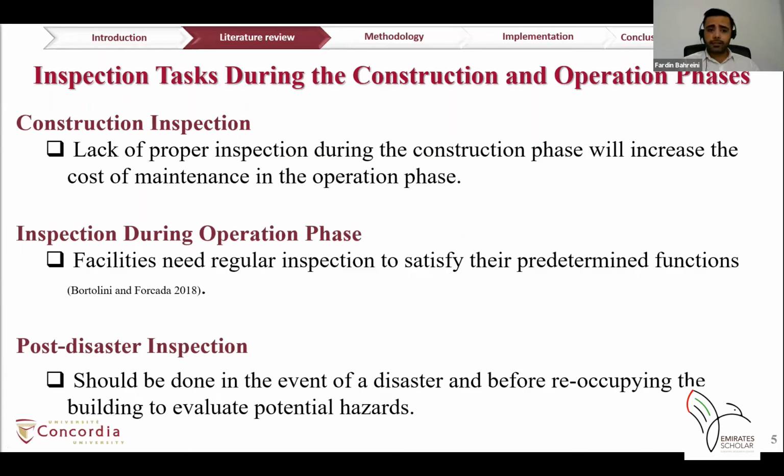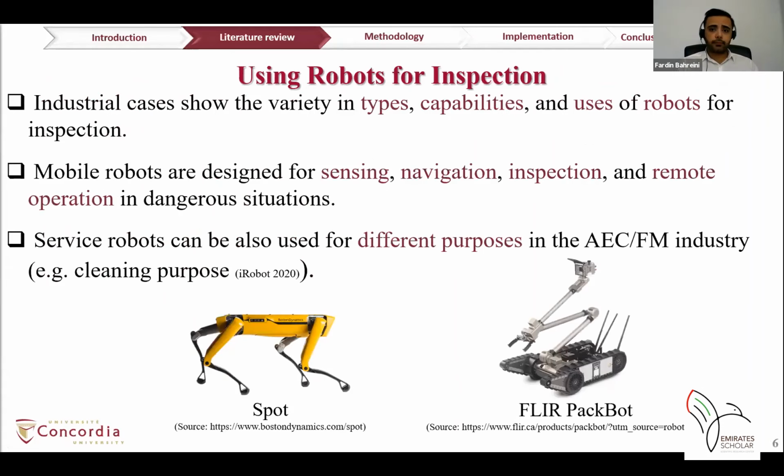Finally, post-disaster inspection should be done in the event of a disaster and before reoccupying the building to evaluate the potential hazards. Let's take a look at using robots for inspection. Industrial cases show the variety in types, capabilities, and uses of robots for inspection. Moreover, mobile robots are designed for sensing, navigation, inspection, and remote operation in dangerous situations.